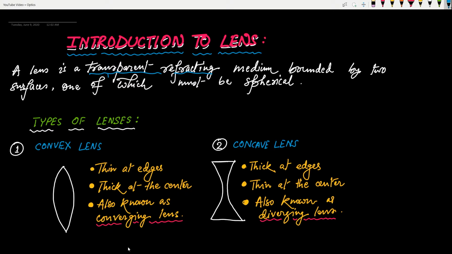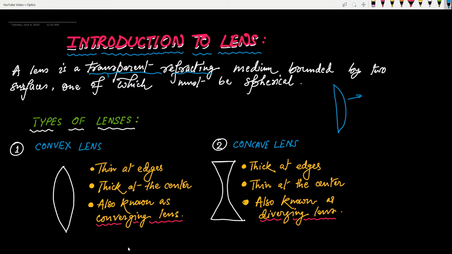That's the condition. Okay, why should one of the sides be spherical? Because as we move forward and define different kinds of lenses, we'll see that there are certain kinds of lenses in which one of the sides is plane and the other side is a spherical surface. This kind of lens does exist, and there are two kinds of such lens. One is plano-convex, another is plano-concave.